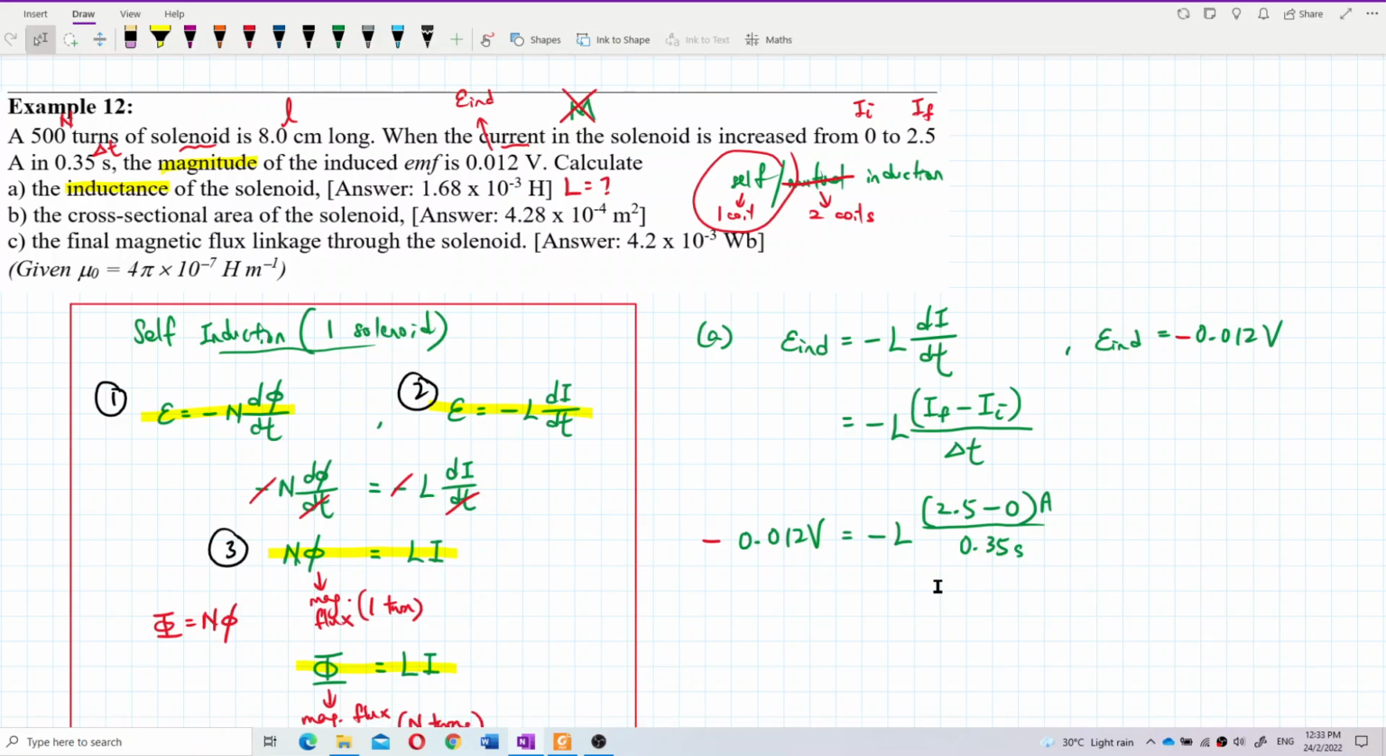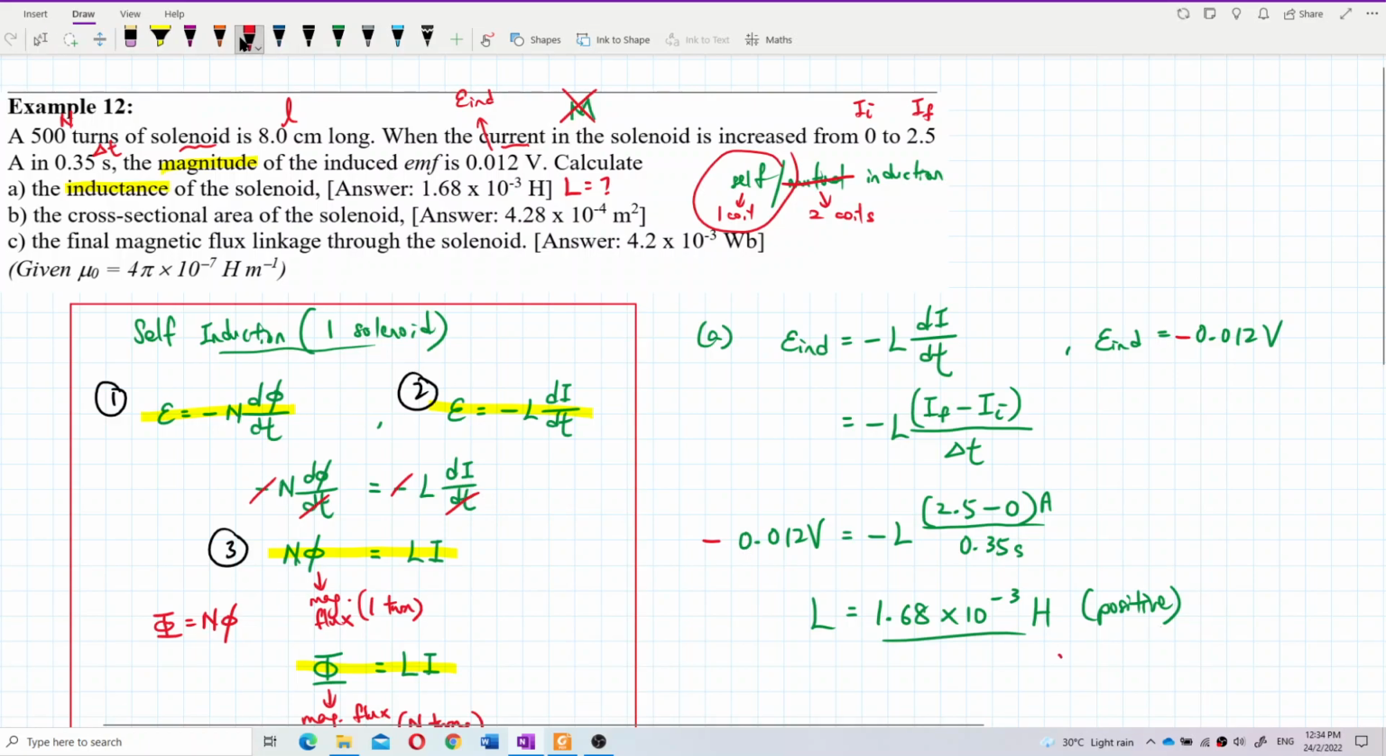Okay, so let's calculate. Multiply 0.35, divide by 2.5. So the answer is L, inductance. L must be positive. It's a constant value. The unit is Henry. Self-inductance unit is Henry. It must be positive value. Understand? So is the answer correct? Yes, that's correct. So you should put a negative sign here.